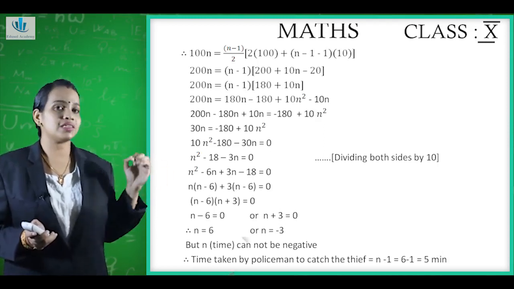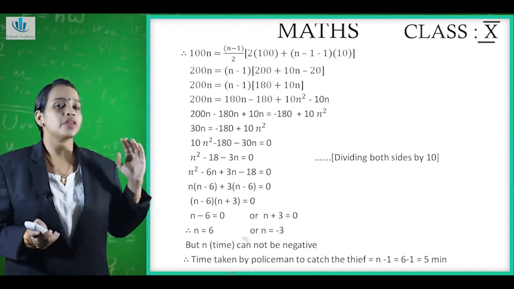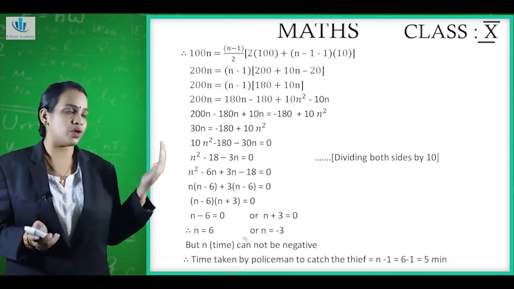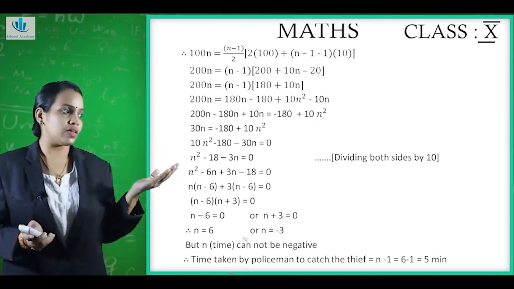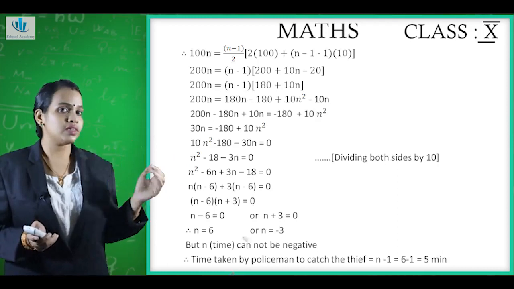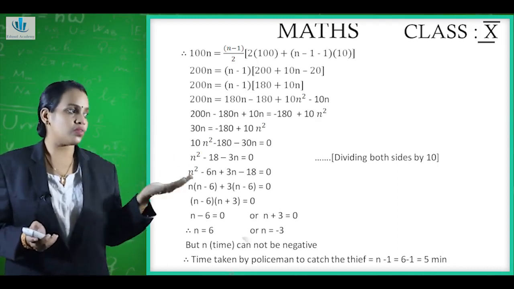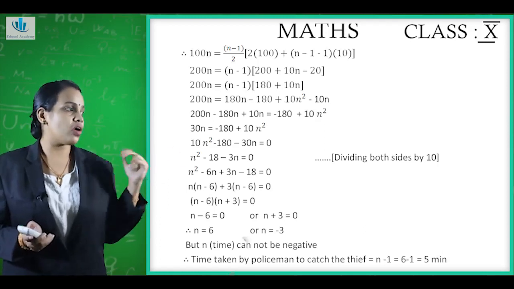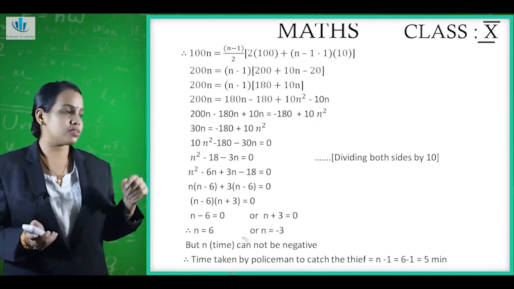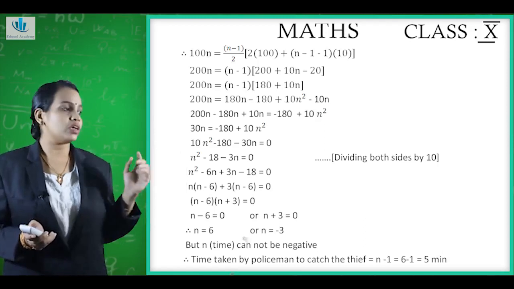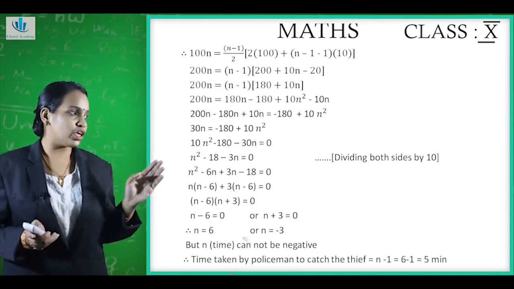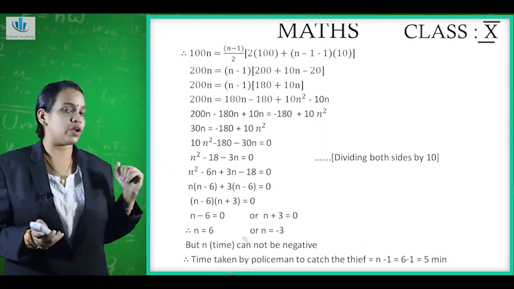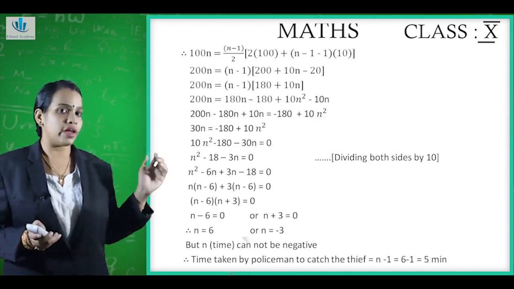So, n minus 6 is equal to 0. We will separate it. n minus 6 is equal to 0, or we can say n plus 3 is equal to 0. When we take 6 on the other side, it becomes n is equal to 6. Here when we take plus 3 on the other side, it becomes minus 3. So, n is equal to minus 3. Now, we got two values for n, that is 6 and minus 3. You know the time is never negative, it is always positive. So, we cannot take minus 3 as the value, because n cannot be negative.